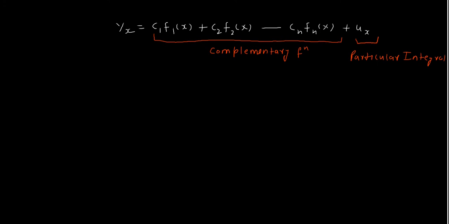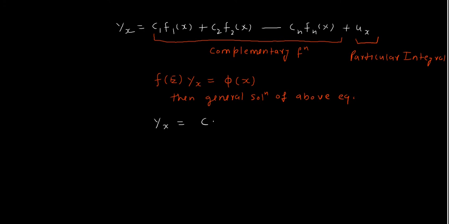So, any general form of a linear difference equation with constant coefficient, if that difference equation has a general solution, then that general solution has two parts. First part is a complementary function and second part is a particular integral. So here we summarize: if f(E) y_x equal phi(x) is a non-homogeneous difference equation, then the general solution can be written as y_x equal complementary function CF plus particular integral.